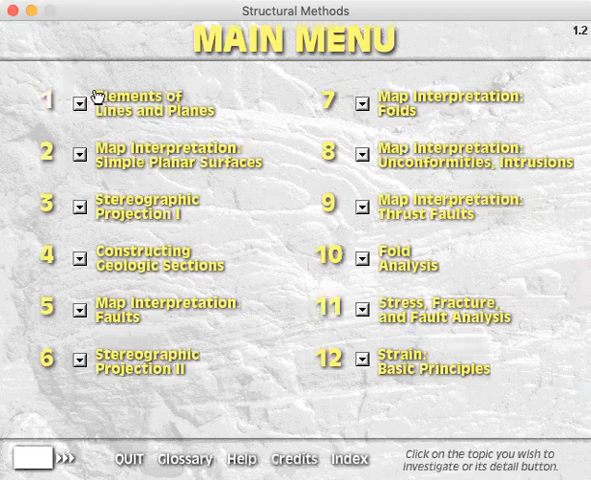We're going to be talking about elements of lines and planes today. Now in structural methods, when we're mapping and using structural geology, we are measuring lines and we are measuring planes. We're doing this in the field with the Brunton compass. So let's introduce you to a little bit about those methods, and it ties into the lab that we're doing this week on lines and planes.